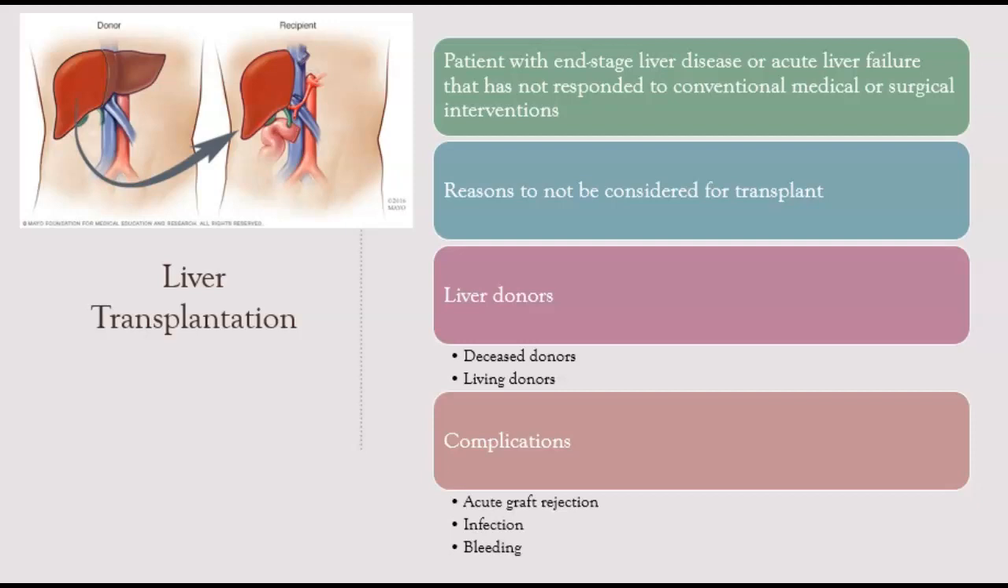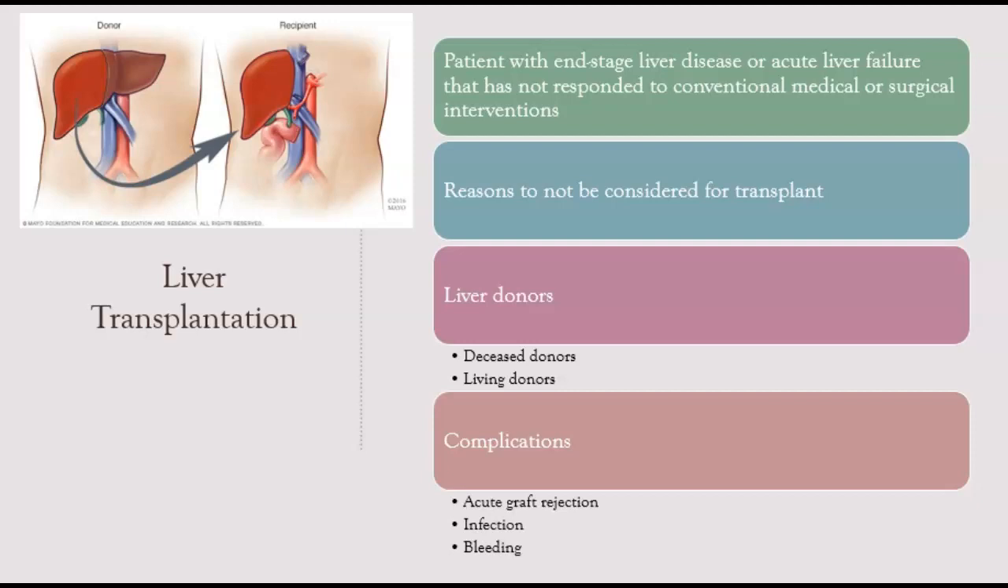Complications with liver transplant: there's acute graft rejection, so the body is rejecting this new transplant. Signs and symptoms will include tachycardia, fever, pain in the right upper quadrant or flank, and jaundice. This is treated with immunosuppressant drugs, such as cyclosporine, and these patients will be at a high risk for infection.